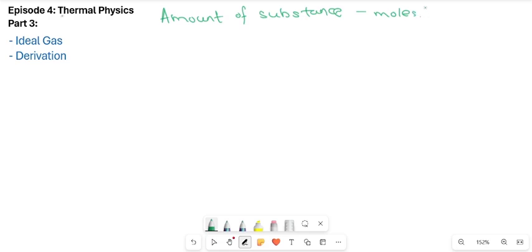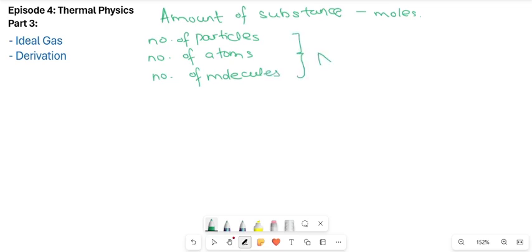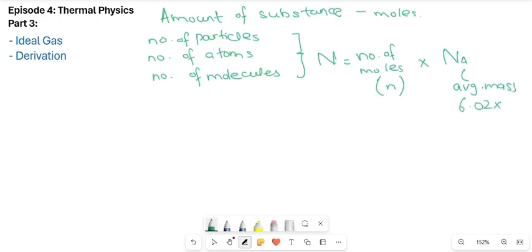So moles are used to measure amount of substance. Now you must have seen this formula. If you want to find out the number of particles, or number of atoms, or number of molecules, you denote them with capital N. You multiply the number of moles, which you can write as n, times Na. What is Na? Na is the Avogadro constant, which is 6.02 × 10^23.